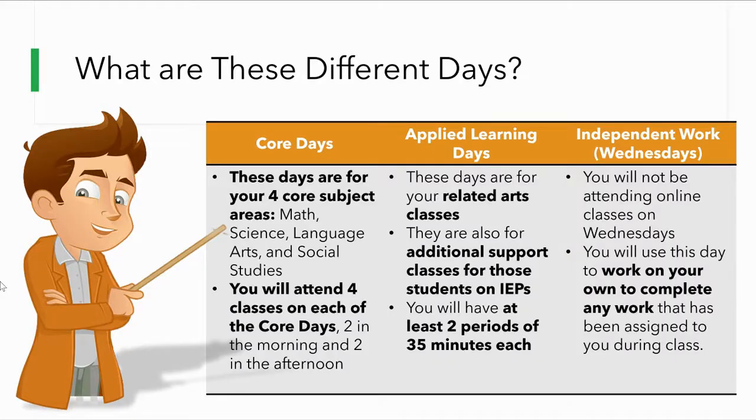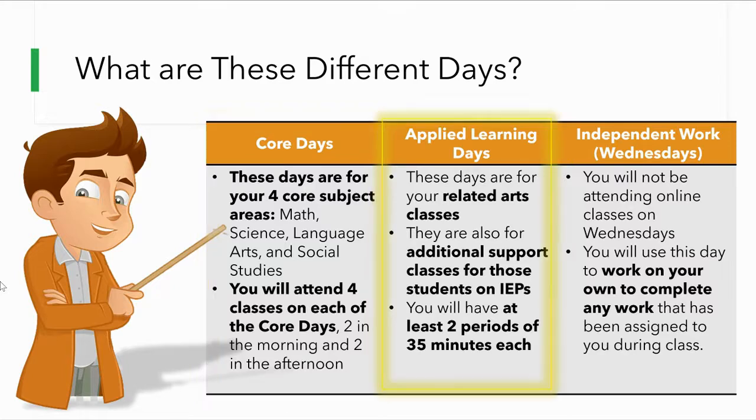What do these different days mean? A core day is a day in which you will take one of your 4 core classes, and your core classes are math, science, language arts, and social studies. You will attend 4 classes on every core day. That means twice a week, you will attend 4 classes of 50-minute periods.